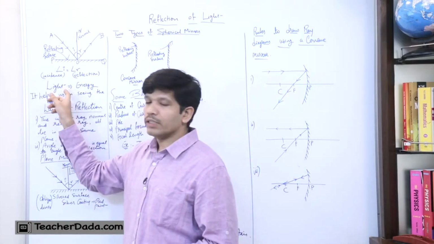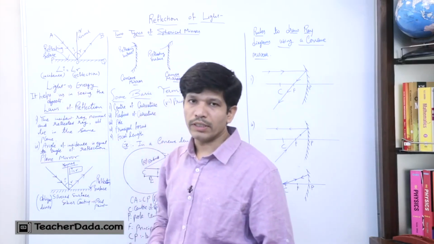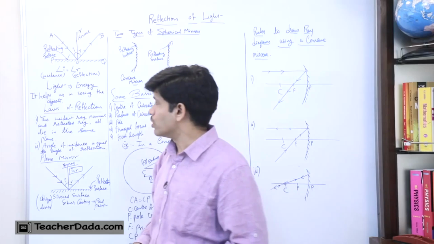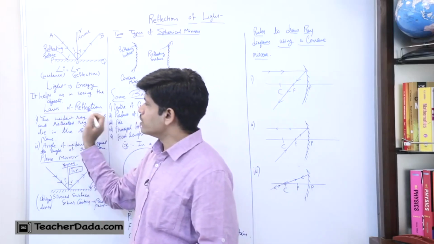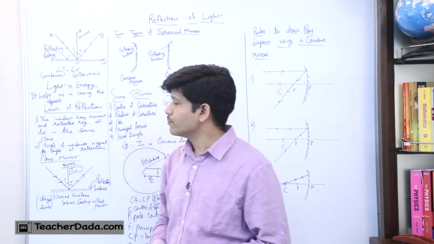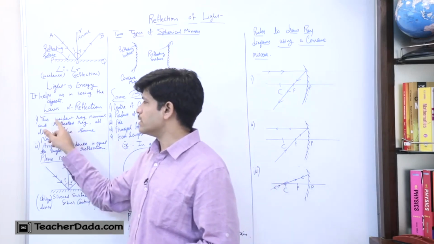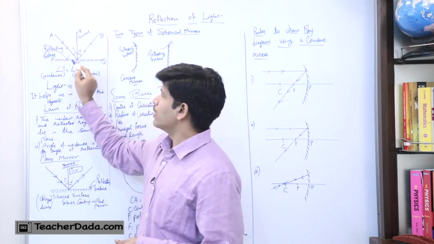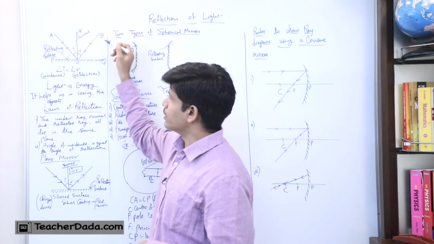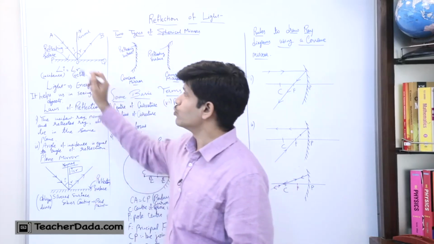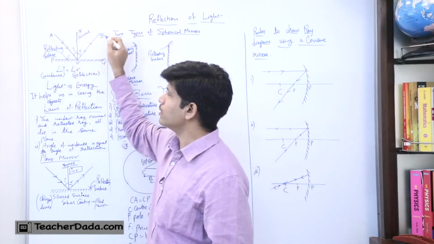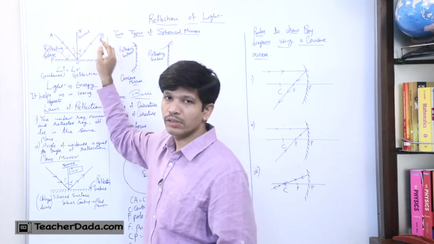We have already discussed that light is a form of energy, and that's why we are able to see the objects all around us. Now let us study some laws of reflection. The first law says that the incident ray, the normal and the reflected ray, as you have studied in lower classes also, all lie in the same plane.